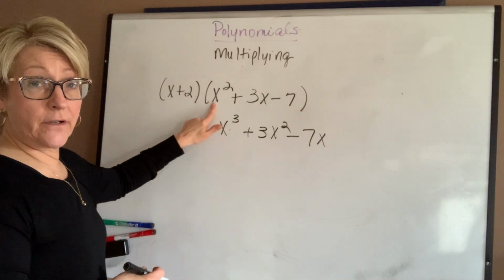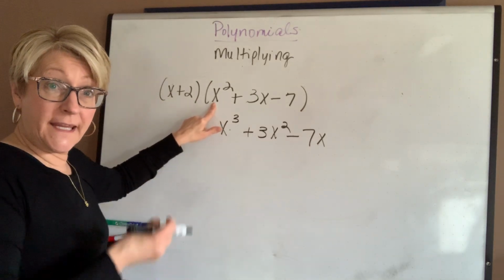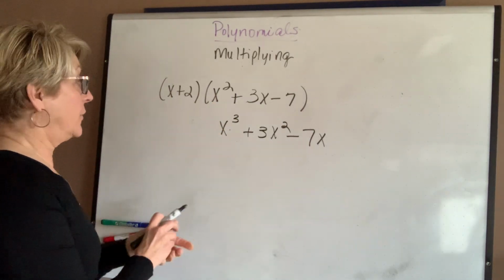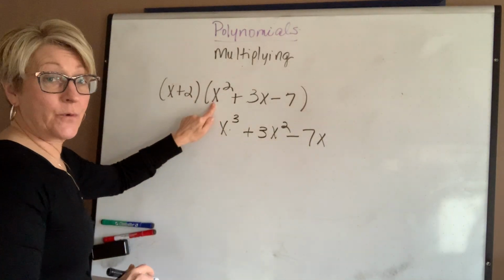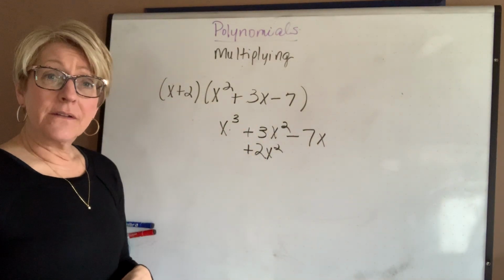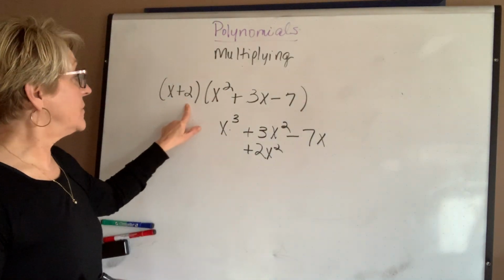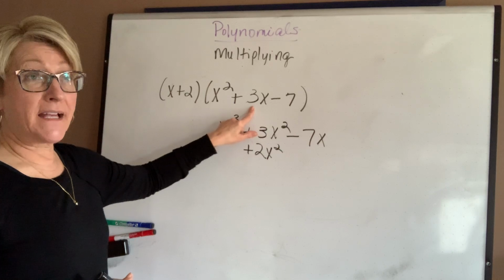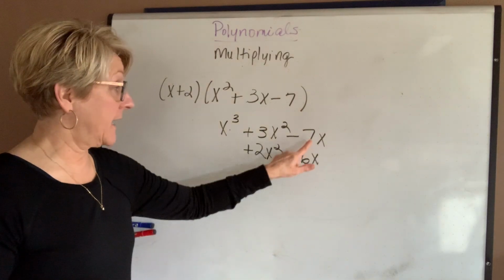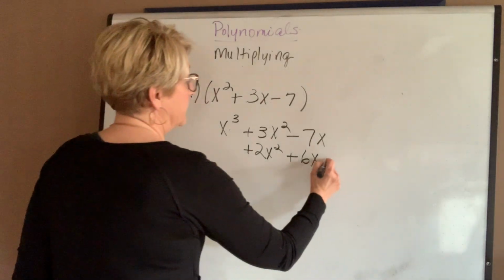2 times x squared is 2x squared. It's going to help me to know which terms I can combine. I'm going to put it right underneath the other x squared term. One more time. 2 times x squared is a positive 2x squared. I just line them up so that it helps me to know which ones to combine. Okay, 2 times 3x. Positive 6x. And notice how I put that in my x column. And then 2 times -7.